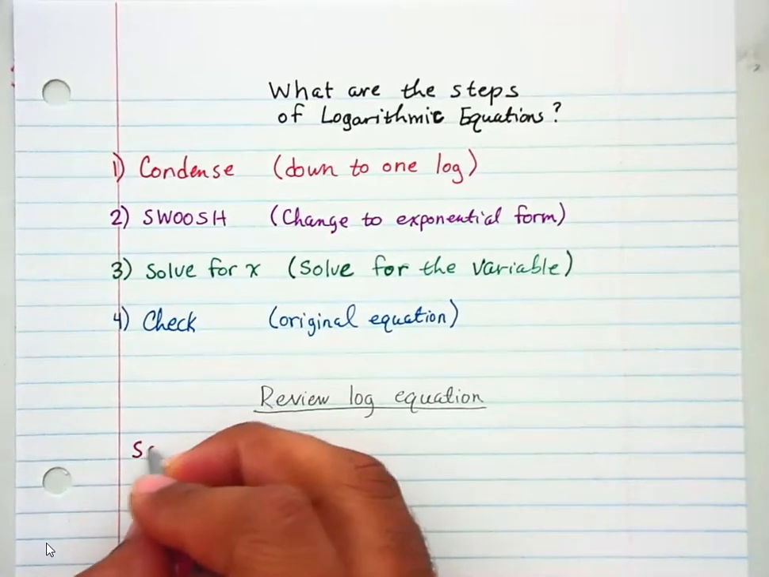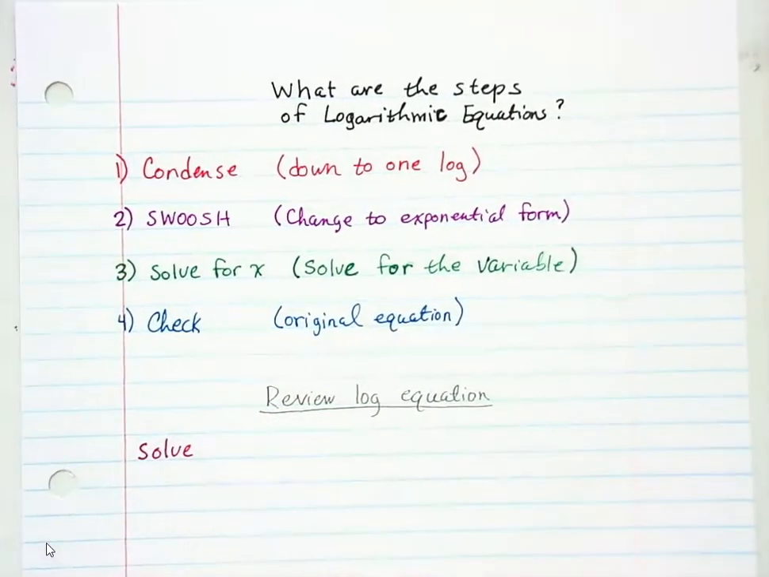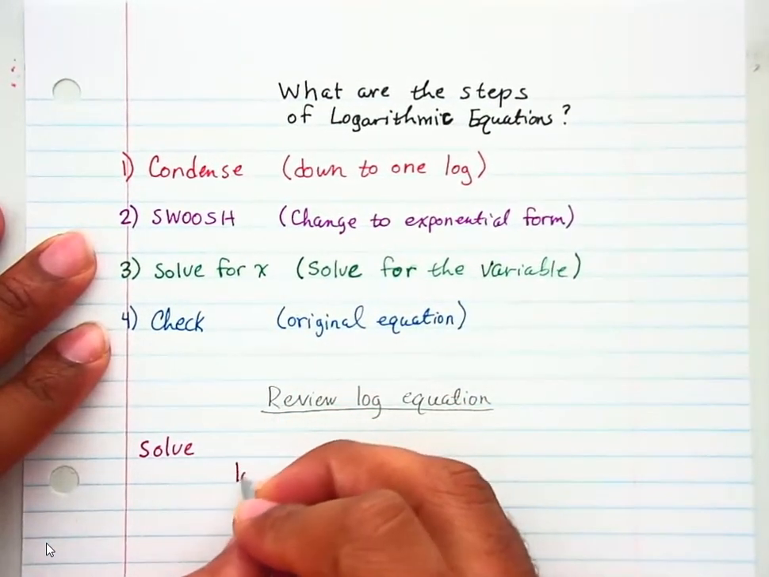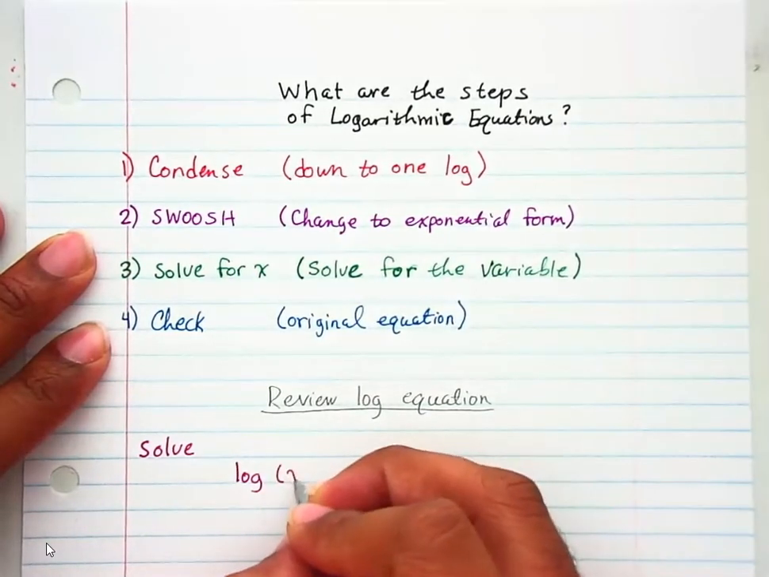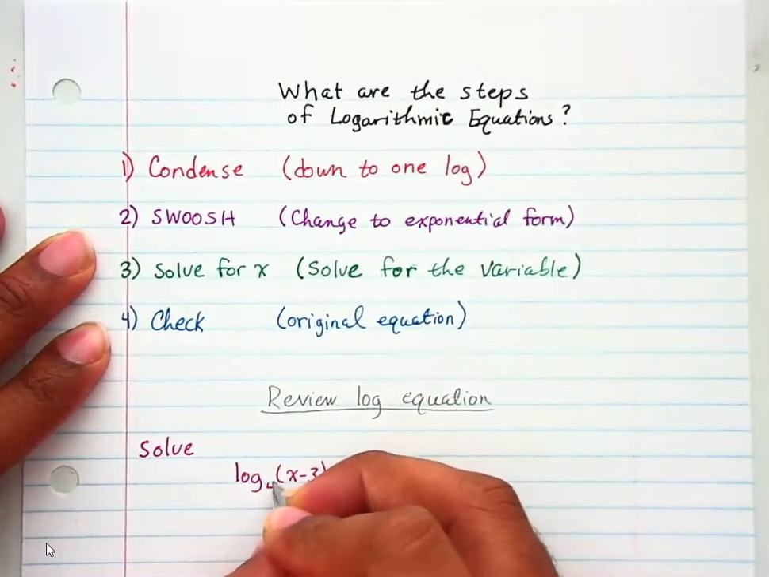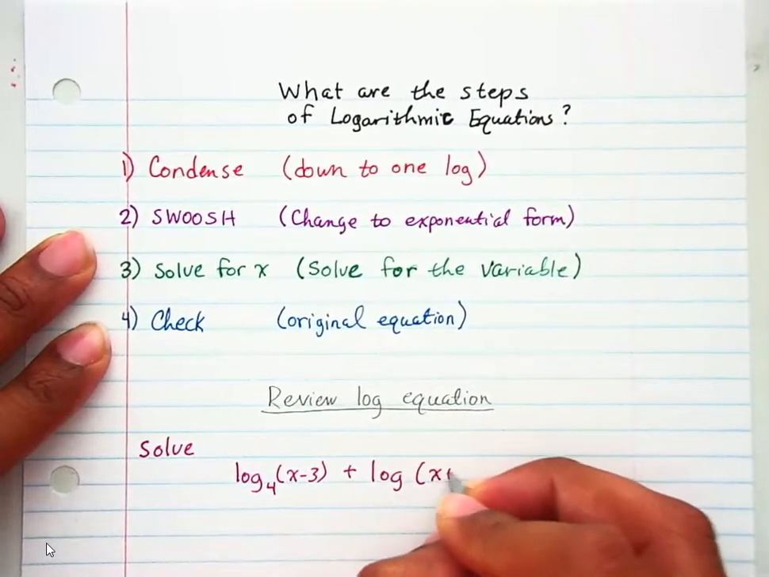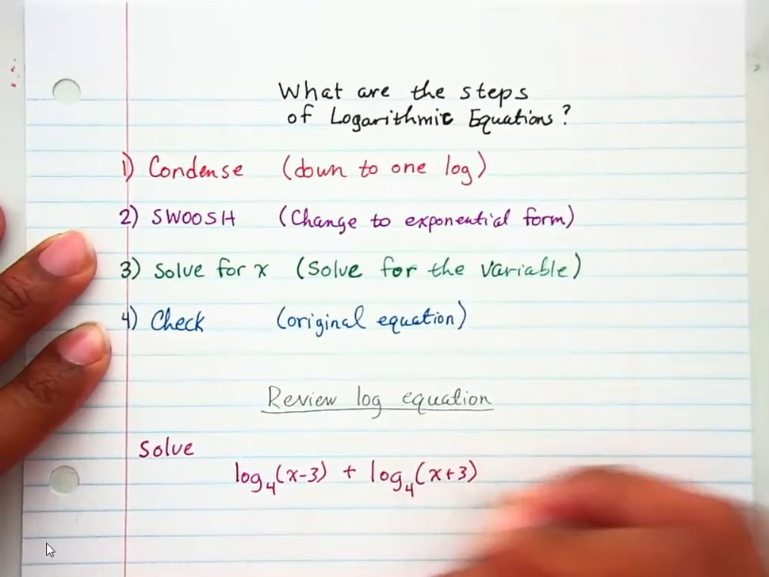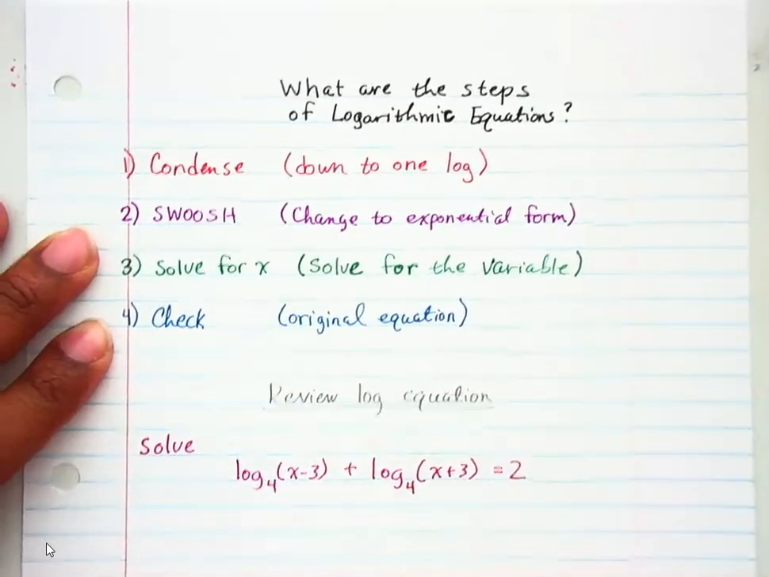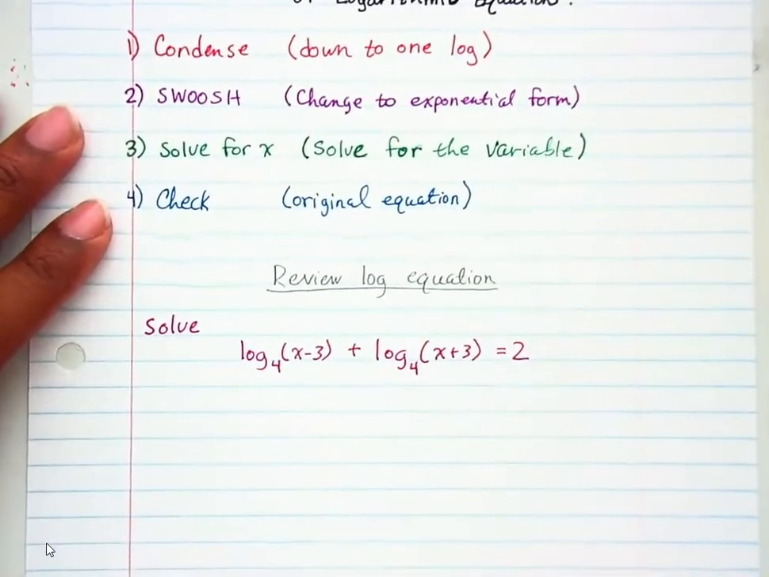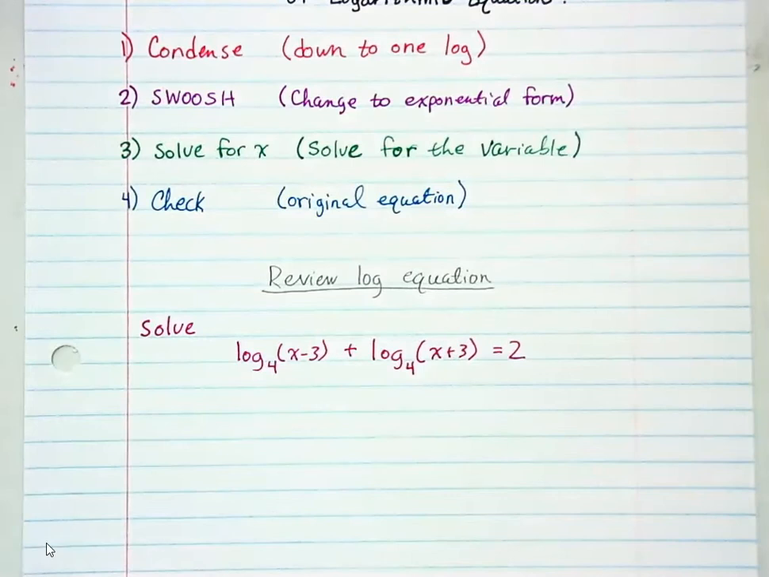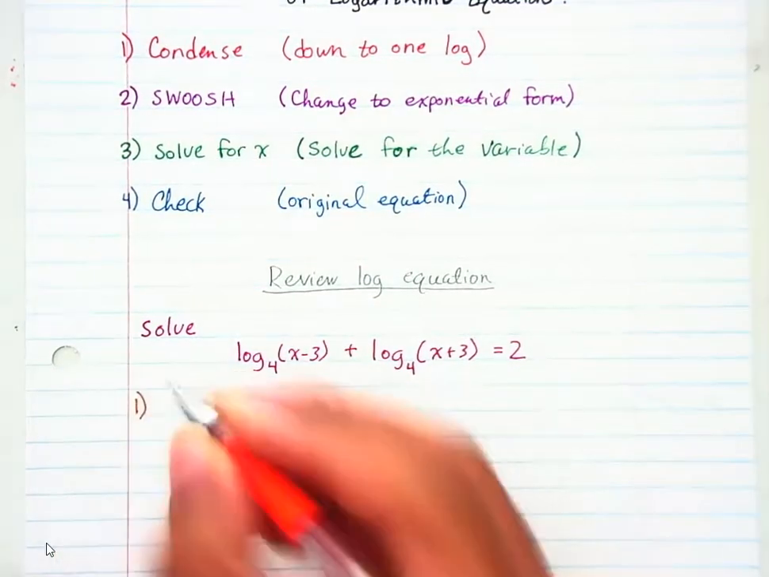So again, we're going to solve this function here: log of x minus 3 base 4 plus log of x plus 3 base 4 equals 2. All right, so we're going to follow those steps we said. Again, the first step is condense it.